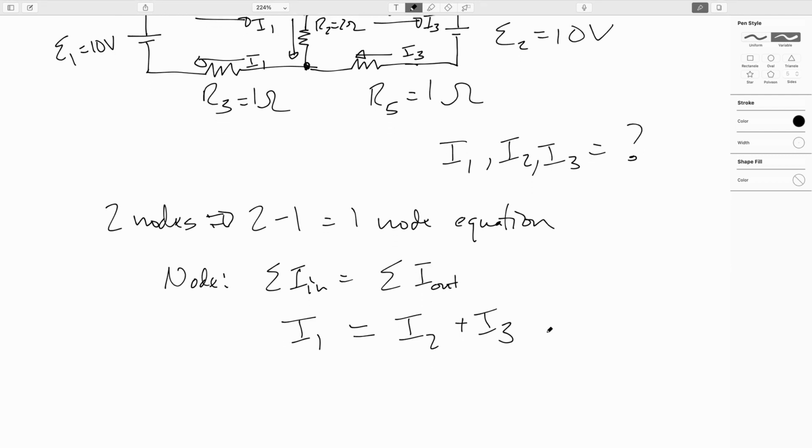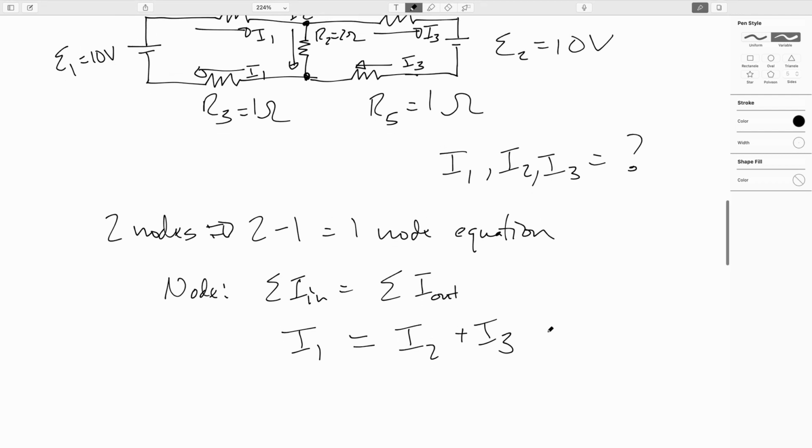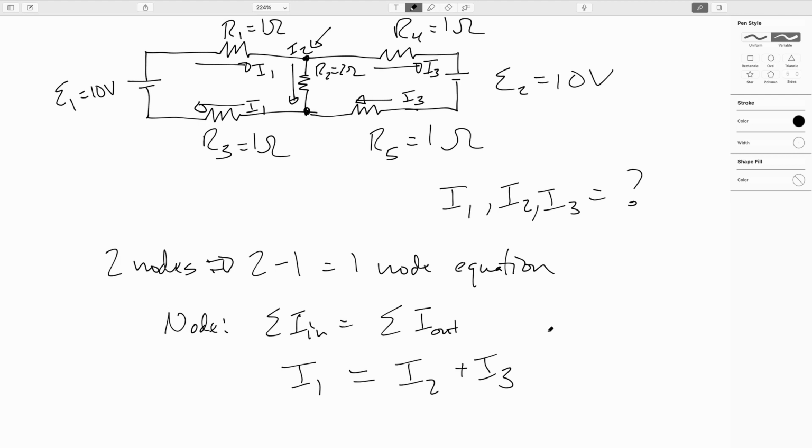So we've written all the node equations we can possibly write. Our next step is to write loop equations, so we will start by identifying our loops. I will start in the lower left-hand corner and go through the battery. This is the smallest loop I can draw, so I'm going to draw that one and call it loop number 1.